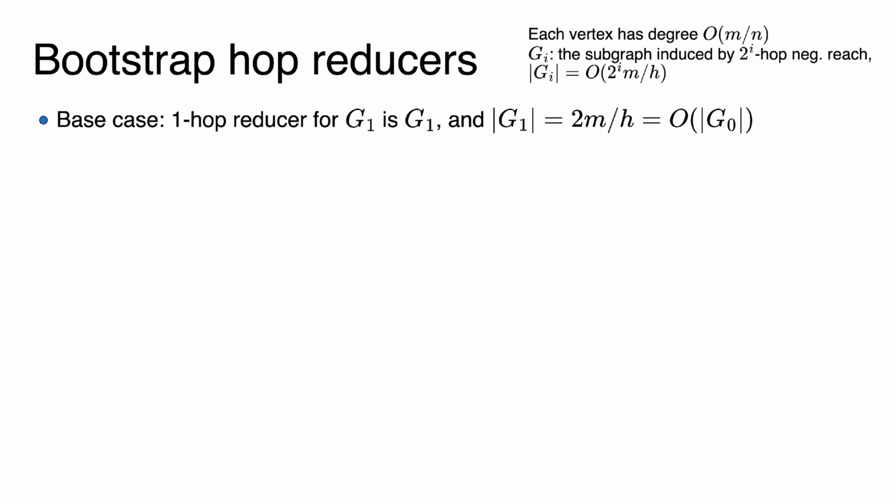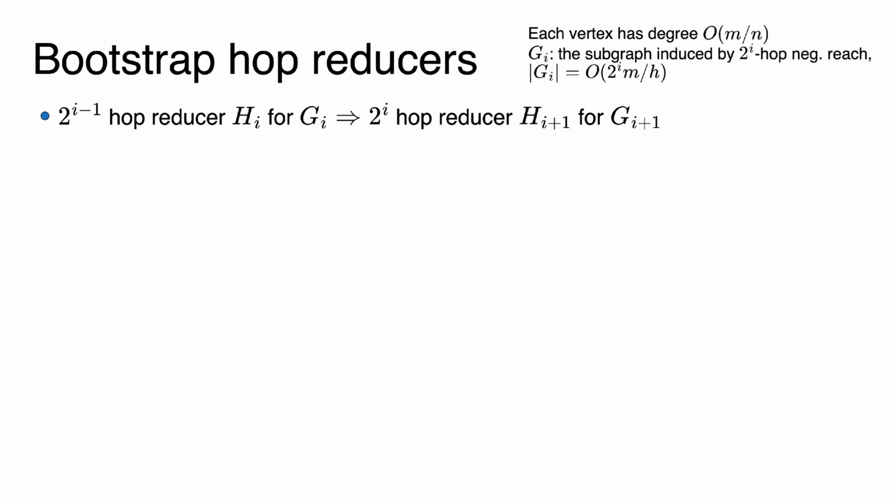So here comes the core idea of this paper. We want to bootstrap the construction of these hop reducers. And the base case is that we can build a one hop reducer for the innermost graph, G1. It's simply G1 itself. Now assume we have the hop reducer hi for Gi. We want to build the hop reducer hi plus 1 for Gi plus 1. How can we do that?